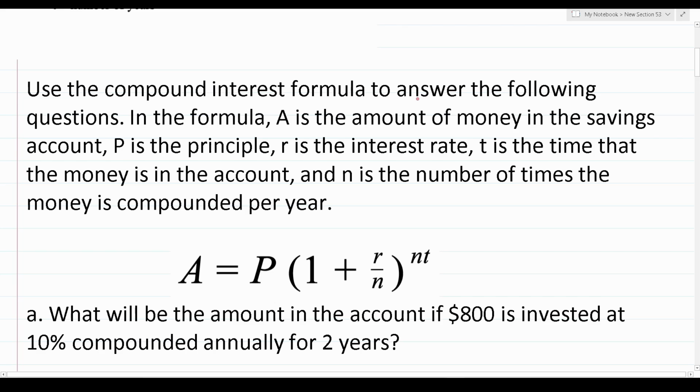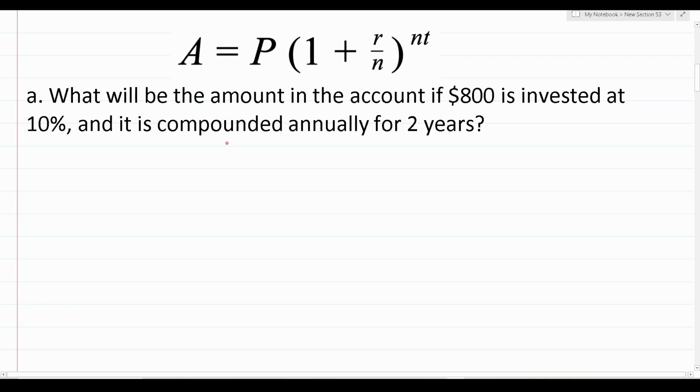All right, this first problem says, use the compound interest formula to answer the following questions. In the formula, A is the amount of money in the savings account, P is the principal, R is the interest rate, T is the time that the money is in the account, and N is the number of times the money is compounded per year. All right, so part A here says, what will be the amount in the account if $800 is invested at 10% and it is compounded annually for 2 years?